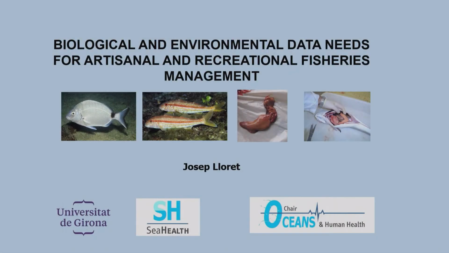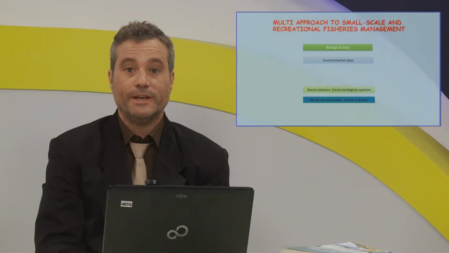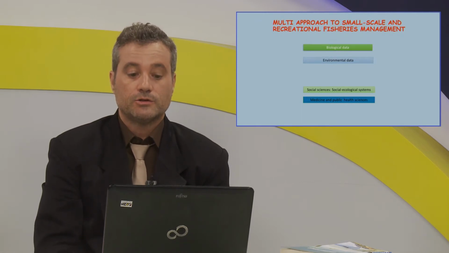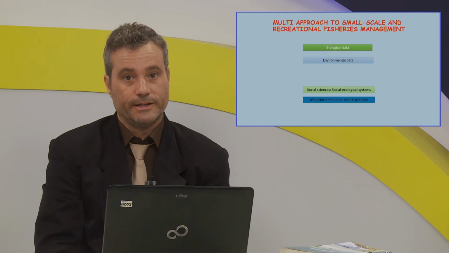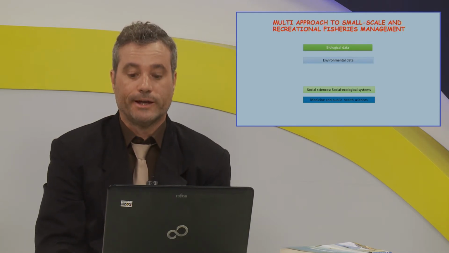So, I will explain to you the biological and environmental data needs for artisanal fisheries management. It's important in modern fisheries management to take a multi-approach to small-scale fisheries management. For that, we need biological data, environmental data, socio-ecological data from social science, and medicine and public health. In this presentation, I will talk about biological data and environmental data exclusively.